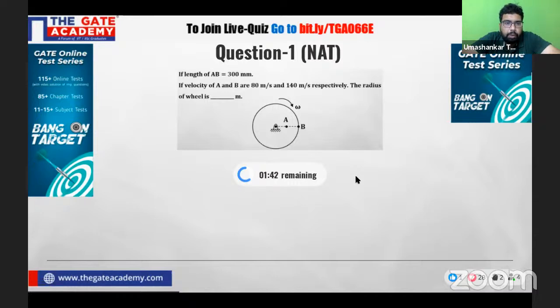The purpose of the quiz, as I keep telling you in every quiz session, is to make you realize where you are lagging, in what concepts. We are trying to cover as many concepts as possible here.